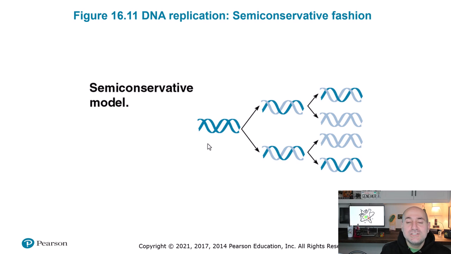Then you use each of the two strands as a template to build an all new, what's called daughter strand of DNA. And that daughter is complementary to the template. And that will allow you to copy your DNA exactly.